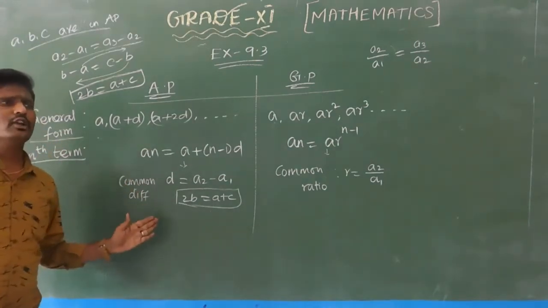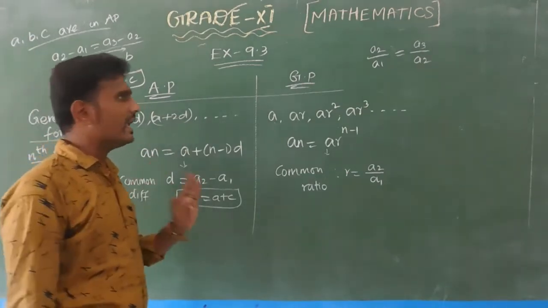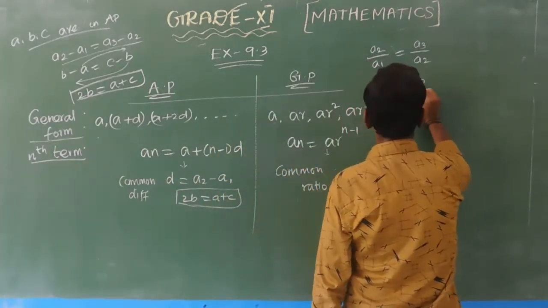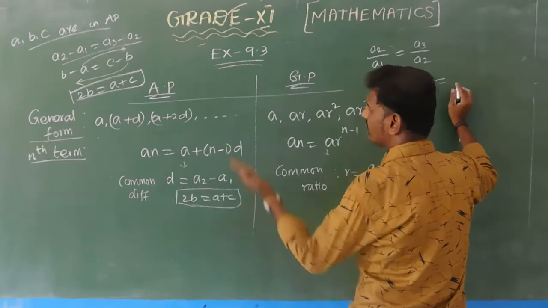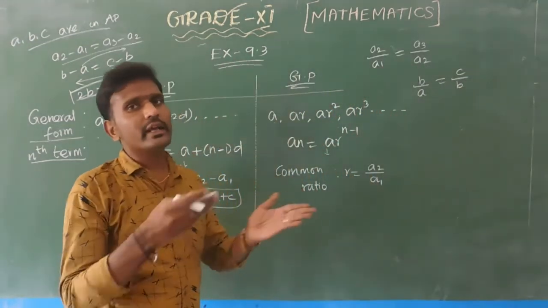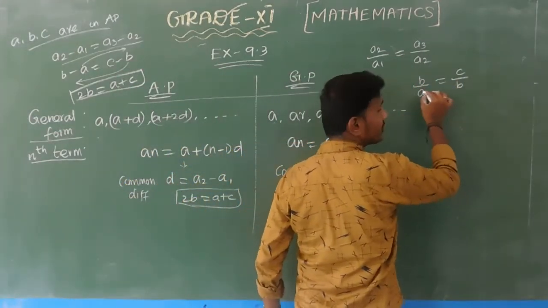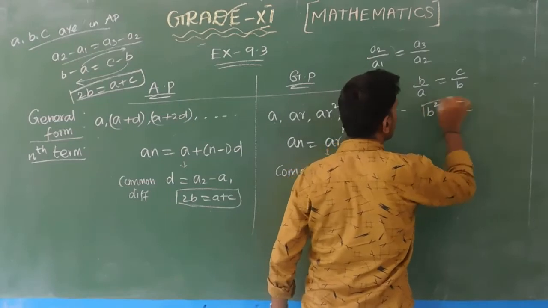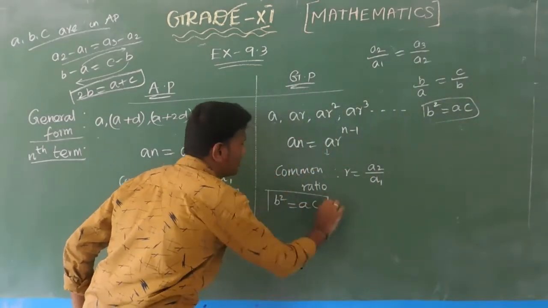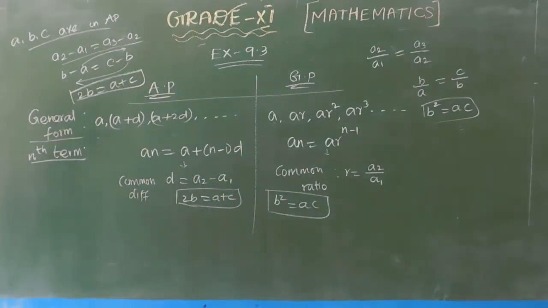The same point of view in GP, I am going to do. The same a2 by a1, where a2 is b, so b by a equals a3, which is c, so c by b. Now taking the cross multiplication, b into b is b square, and a into c is ac. In GP you are going to use the concept that b square equals ac.